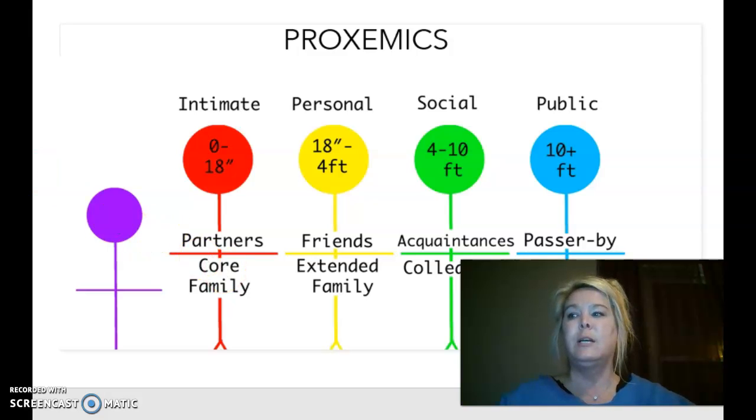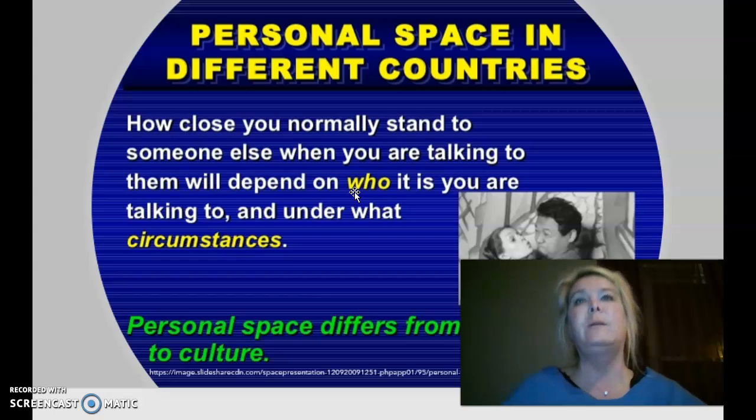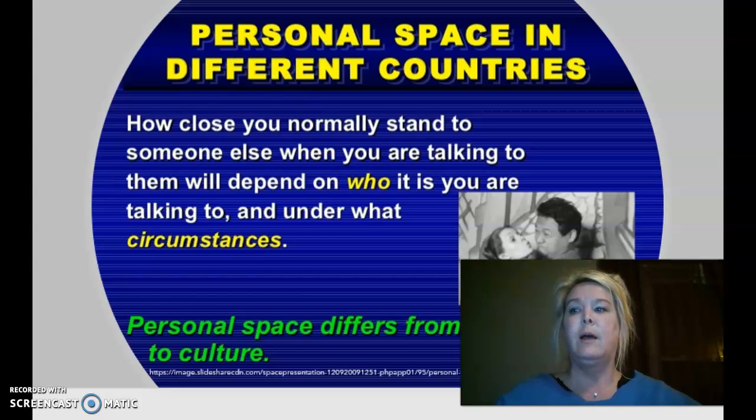Hall suggested that we need to adapt to nonverbal spaces culturally and be able to adjust our behaviors to suit different cultures. Personal space in different countries is different. In Japan it might be very close proximity somewhere, or in America we have our standards here culturally as well. So how close you normally stand to someone else when you're talking to them depends on who you're talking to and what circumstances. And again, this is different in different cultures.